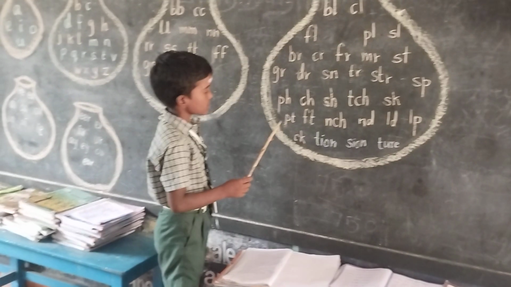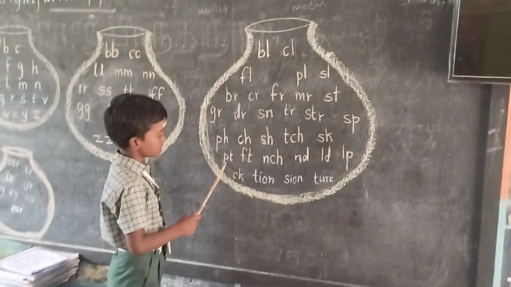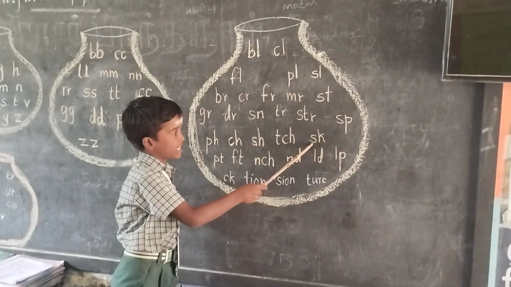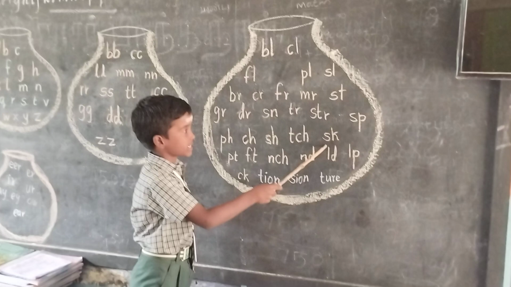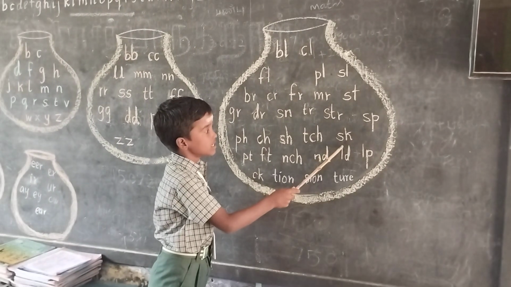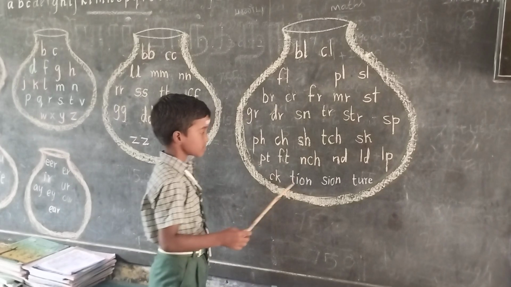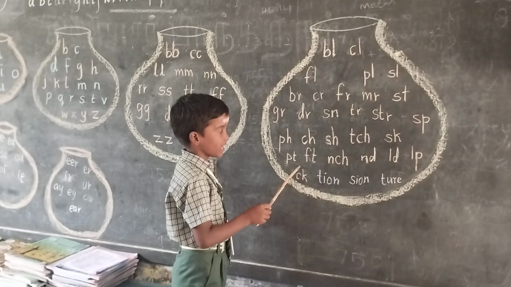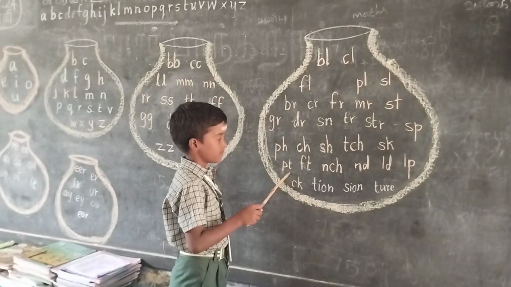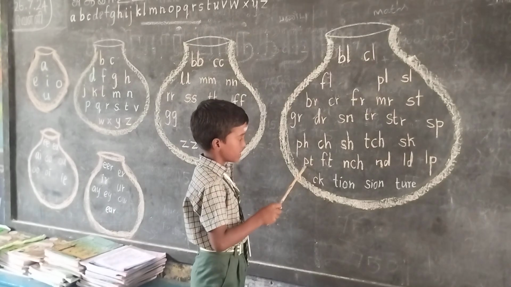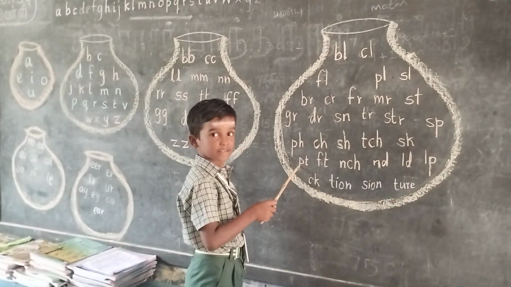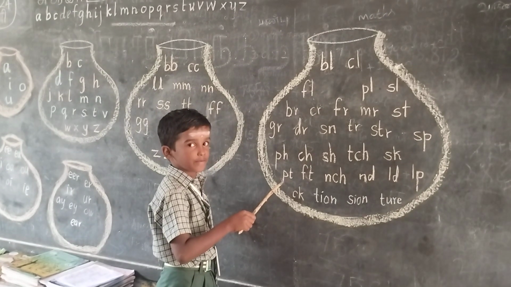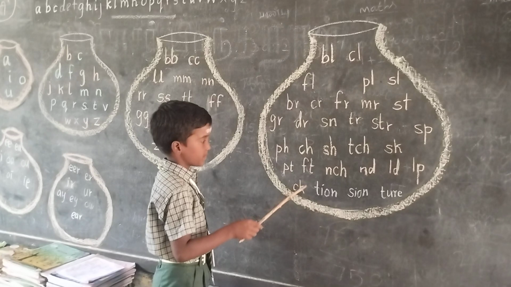Good. Next, the combination of SK. The combination of letters SK as a sound. For example, sky is green. Good. The combination of letters PT as a sound. For example, slept and kept. Good.